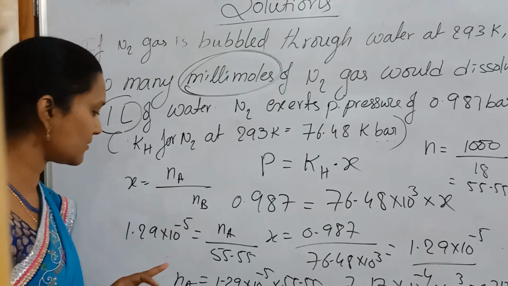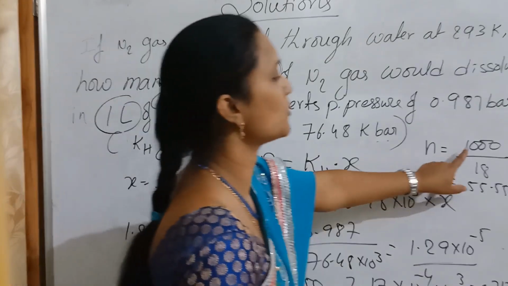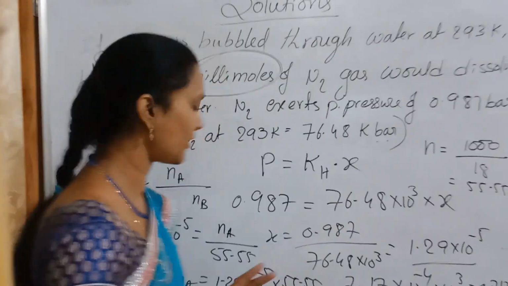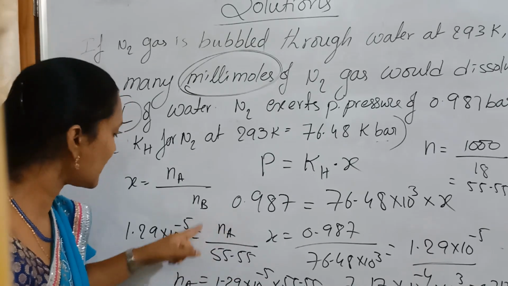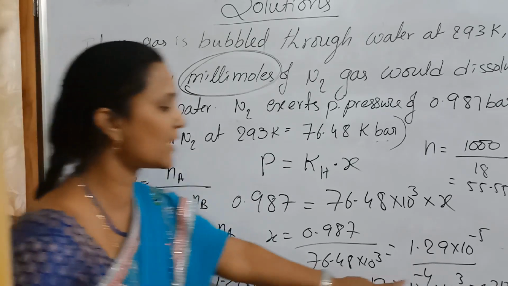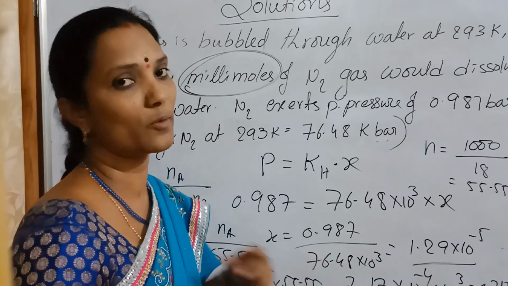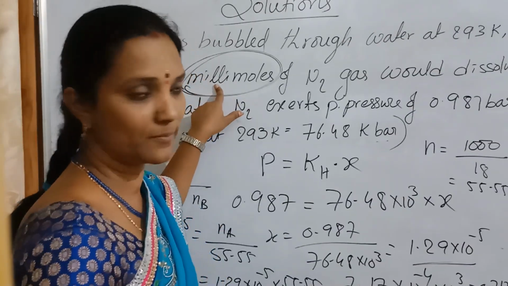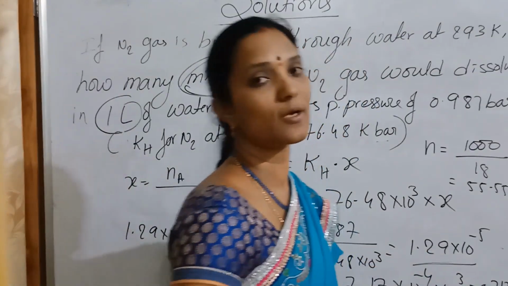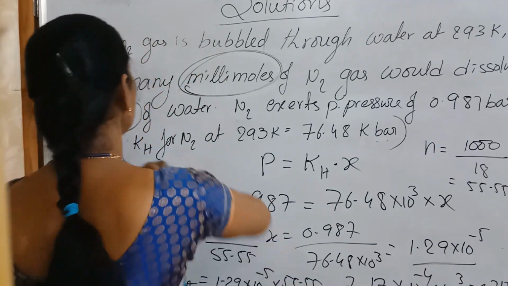Okay. Na by Nb. Now the number of moles of water in 1 liter given. So 1000 by 18, 55.55. So by 55.55, the number of moles of this nitrogen gas is equal to this into this. So we are getting this into 10 power minus 4 moles. Directly that option also they will mention there. This is the moles only, but the problem is in millimoles. So converting to millimoles, the answer is 0.717. Okay.